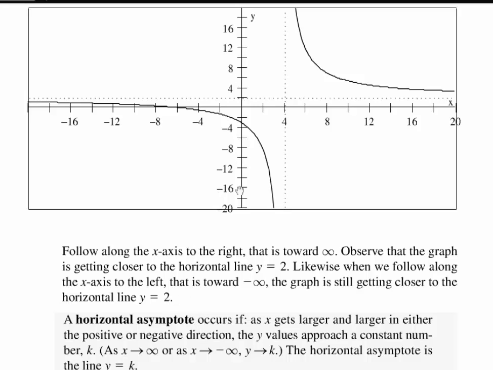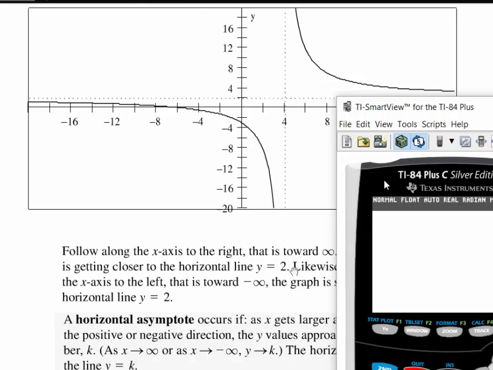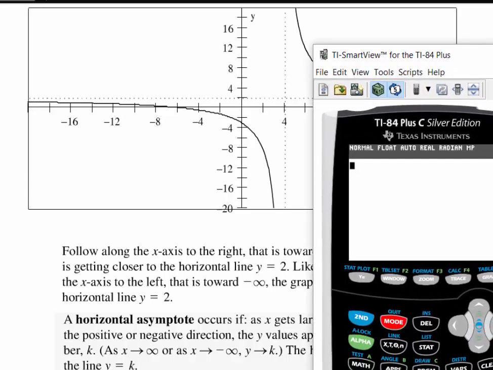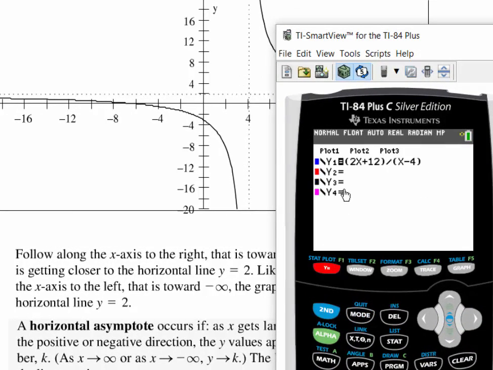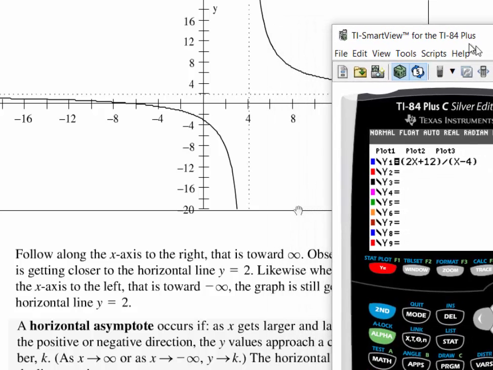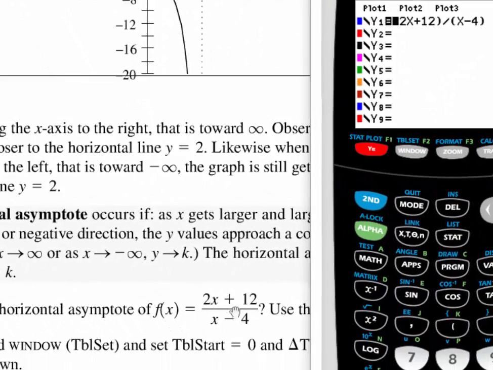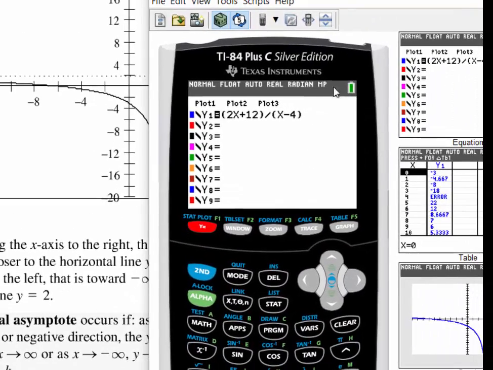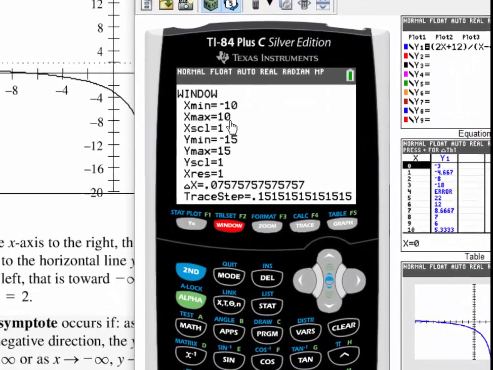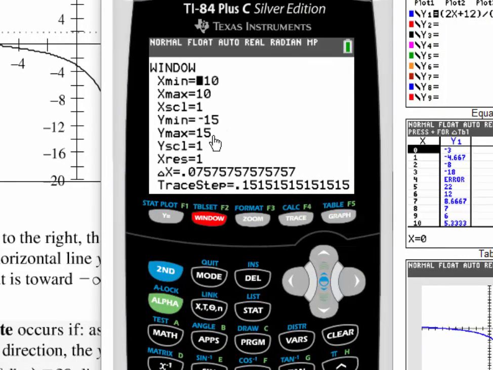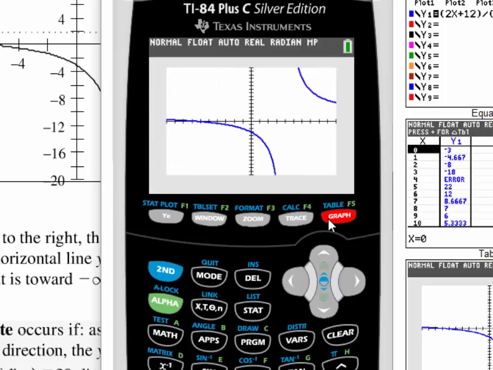First, let's actually graph this function in our calculator. So I'll take out my TI-84, and if you press y equals, you enter the function. Make sure you isolate the numerator and denominator by using parentheses. And again, the function that we're graphing is this one down here. I changed my window. I went from -10 to 10 and -15 to 15. I press graph, and there's my function. And again, my calculator does not draw these imaginary dotted lines, but we know they're there.